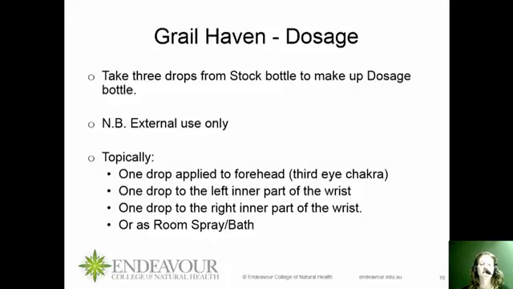This one's different again in dosage. It's using the number 3 generally everywhere, and it's external use only. So you take 3 drops from the stock bottle to make up the dosage bottle, and then the patient takes 3 drops and places 1 on each wrist and 1 on the third eye, which is in the center of your forehead, in between your eyebrows. You can also use it as a room spray or bath.